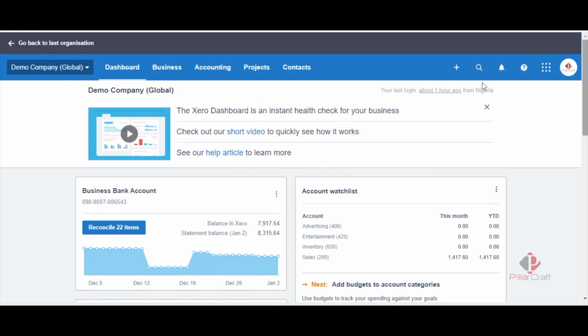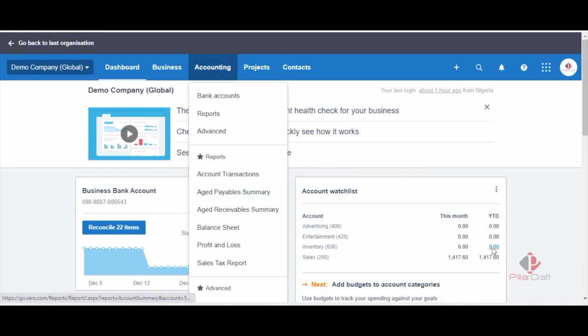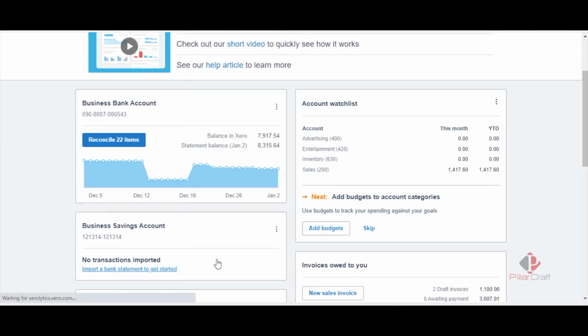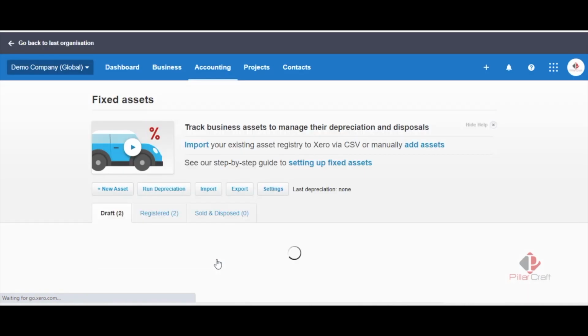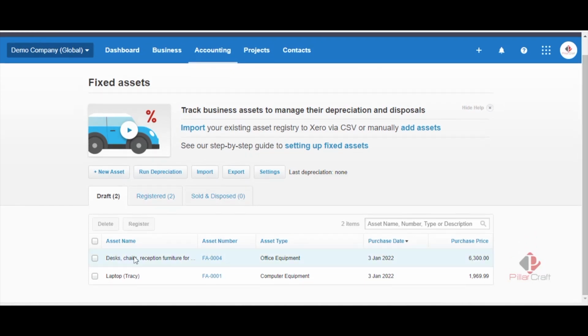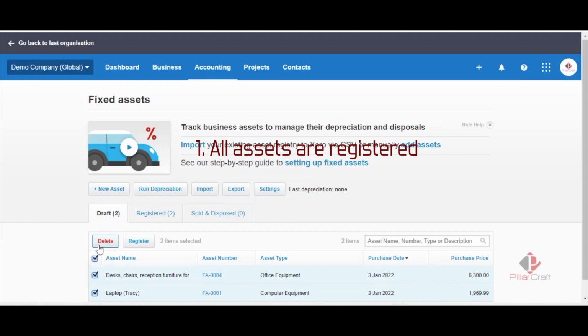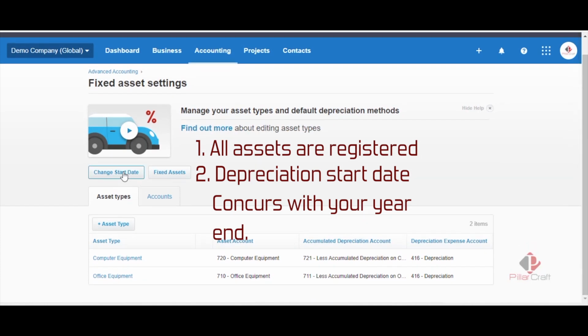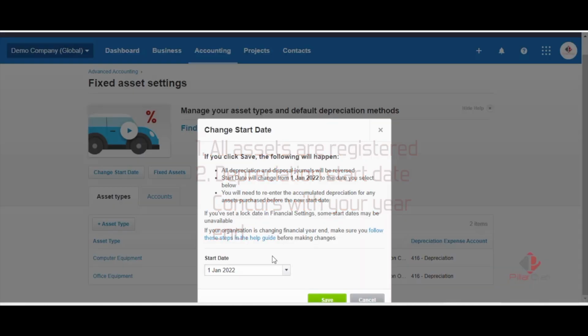For you to run depreciation, you need to go into your fixed asset module in Xero, which is also one of the advantages that Xero has over other software: you have the fixed asset module already embedded in the same subscription for your accounting software. First, you must ensure that all assets are registered in your system. Two, you must also ensure that your depreciation start date concurs with your year end. So now we want to ensure that the depreciation is actually 2021.